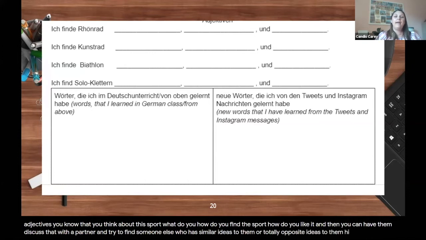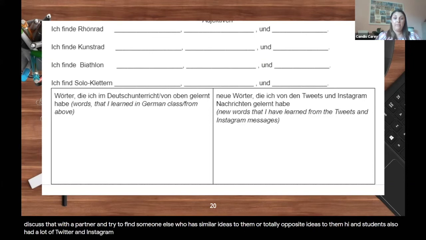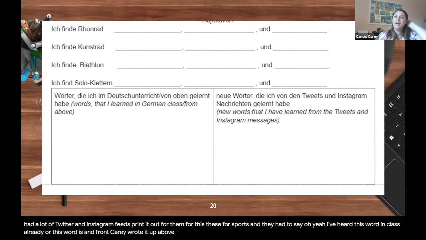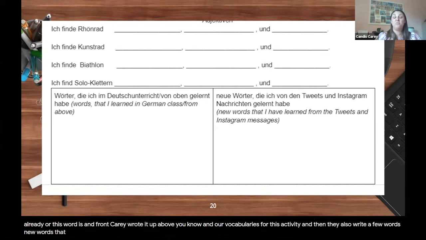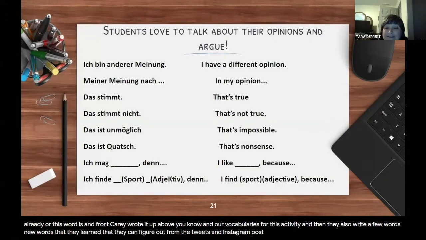Okay. And students also had a lot of Twitter and Instagram feeds printed out for them for these 4 sports. And they had to say, oh yeah, I've heard this word in class already, or this word is in the Instagram post and Frau Carey wrote it up above in our vocab list for this activity. And then they also write a few new words that they learned that they can figure out from the tweets and Instagram posts. Candis, yes?